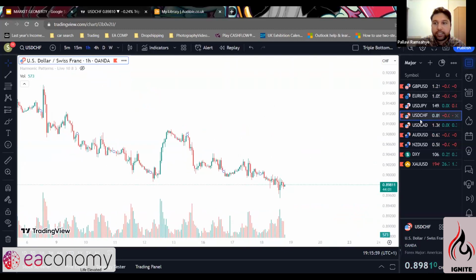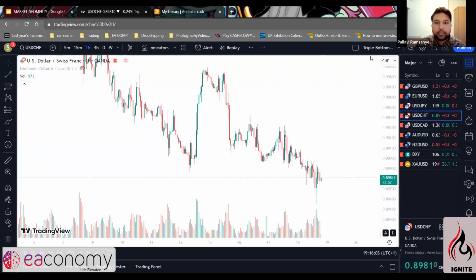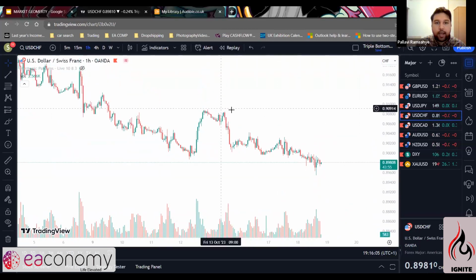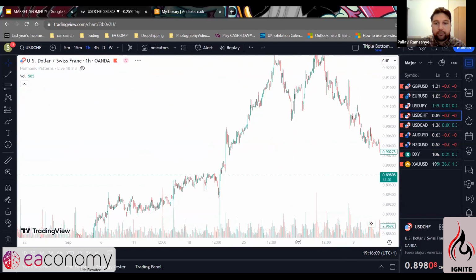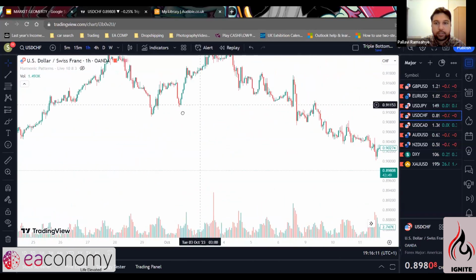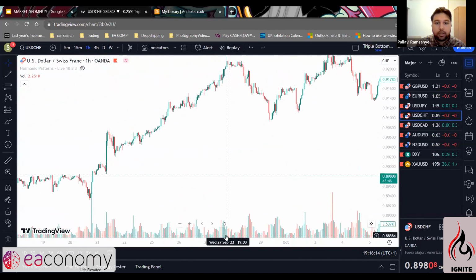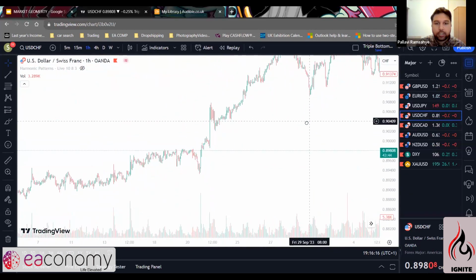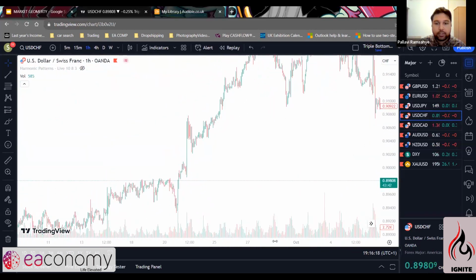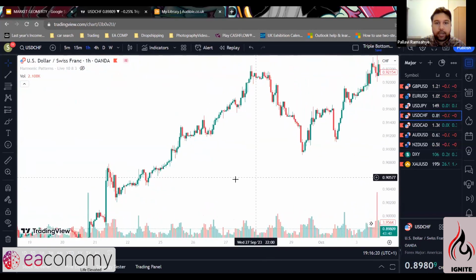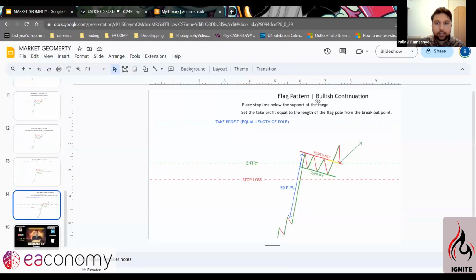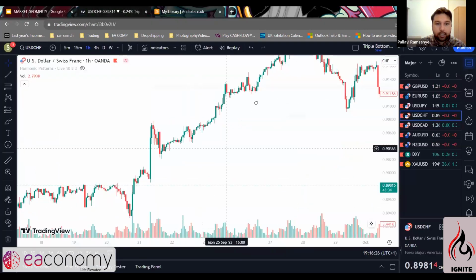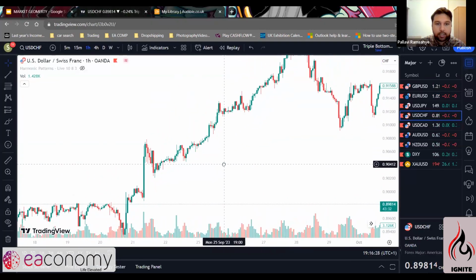So I've just picked USD CHF, the Swiss franc, for this. I haven't really looked for a pattern in advance. They're really not too hard to find once you've got used to looking for these patterns. So what I'm trying to do now is just look for a similar sort of continuation in the pattern, so the bullish continuation. So let's have a look at this.